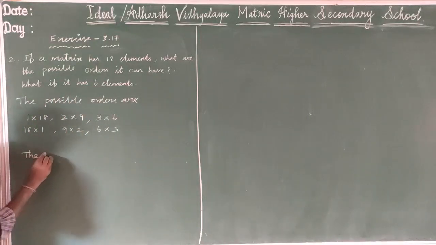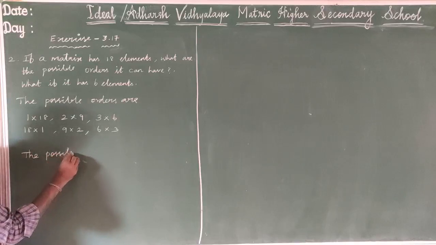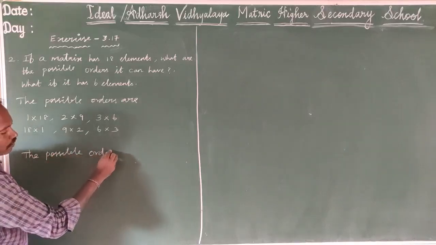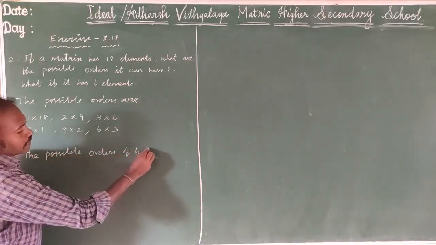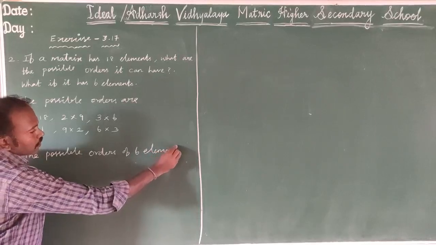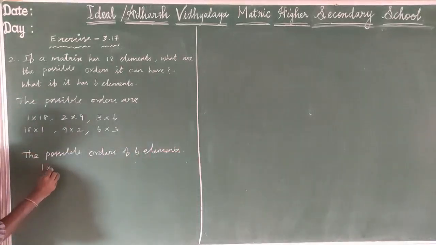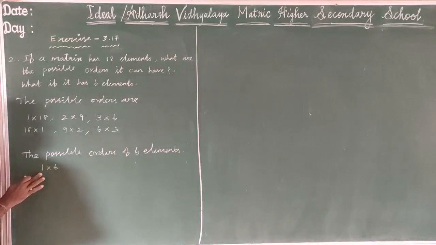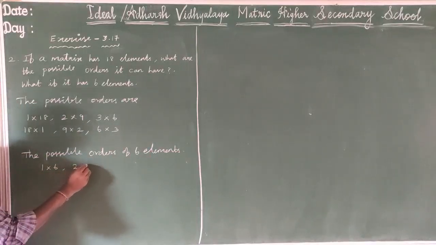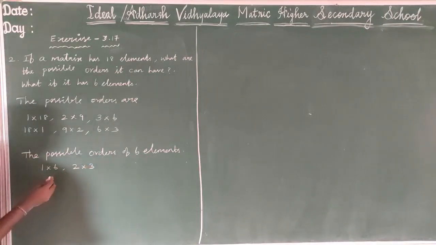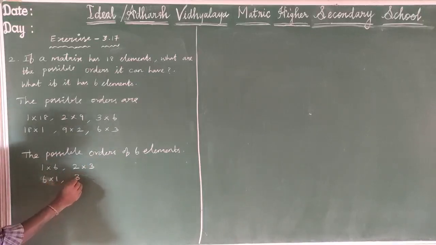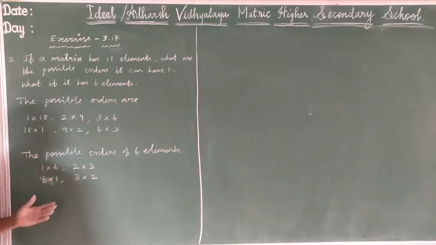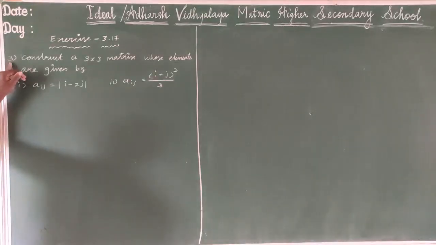That's all. Next one, the possible orders of 6 elements, that is 1 into 6, 1 row 6 columns, then 2 rows 3 columns, then 6 rows 1 column, 3 rows 2 columns. That's all.